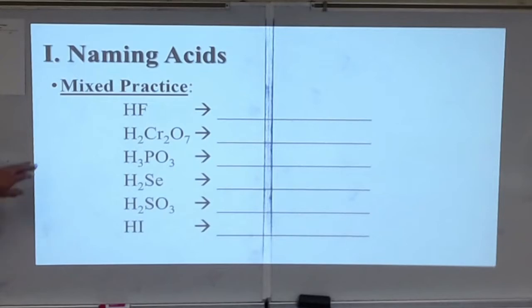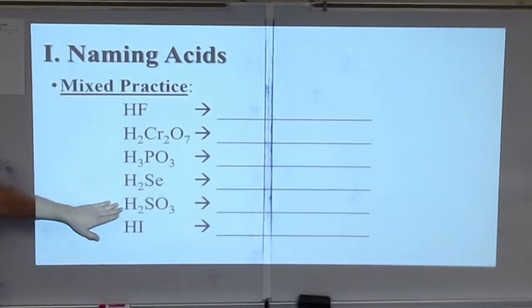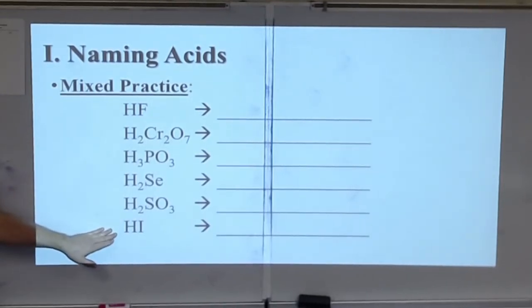First one is what? Hydrofluoric. This is dichromic. This is phosphoric. No. Phosphorous acid, right? Is that right? Phosphorous acid. This is hydroselenic. This is sulfurous.